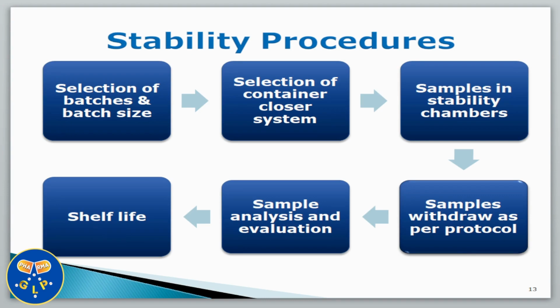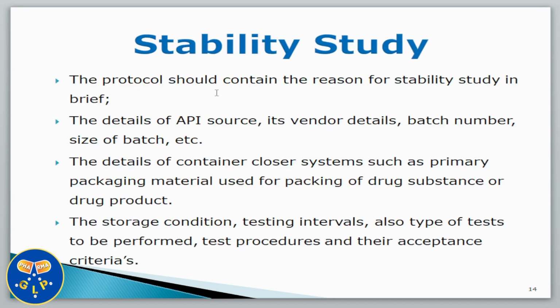Generally, the stability studies are carried out through approved protocol. The protocol should contain the reason for stability study in brief. It should also contain the details of API source, its vendor details, batch number, size of batch, etc. Then it should mention the details of container closure systems such as primary packaging material used for packaging of drug substance or drug product. Then it should define the storage condition, testing intervals, also type of test to be performed, test procedure and their acceptance criteria.